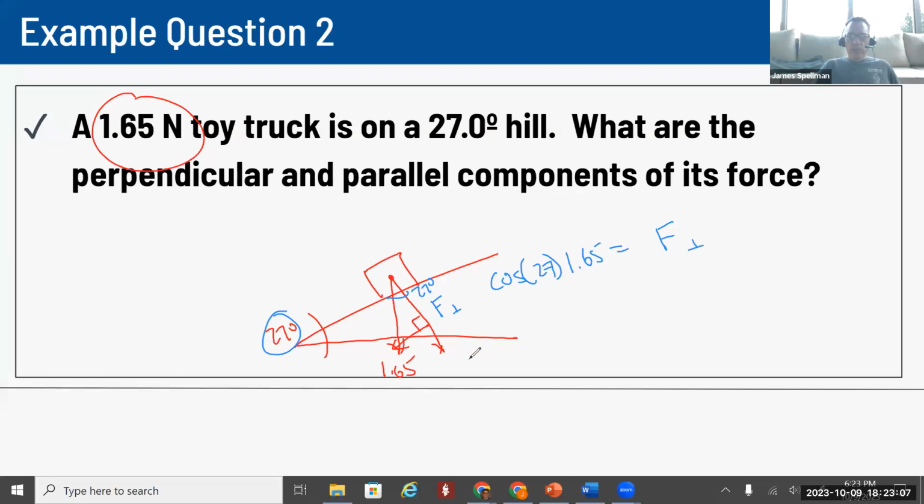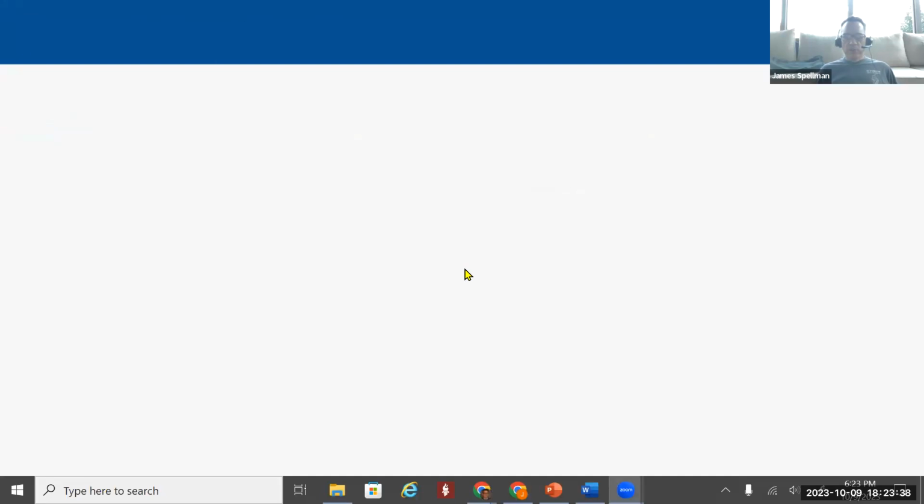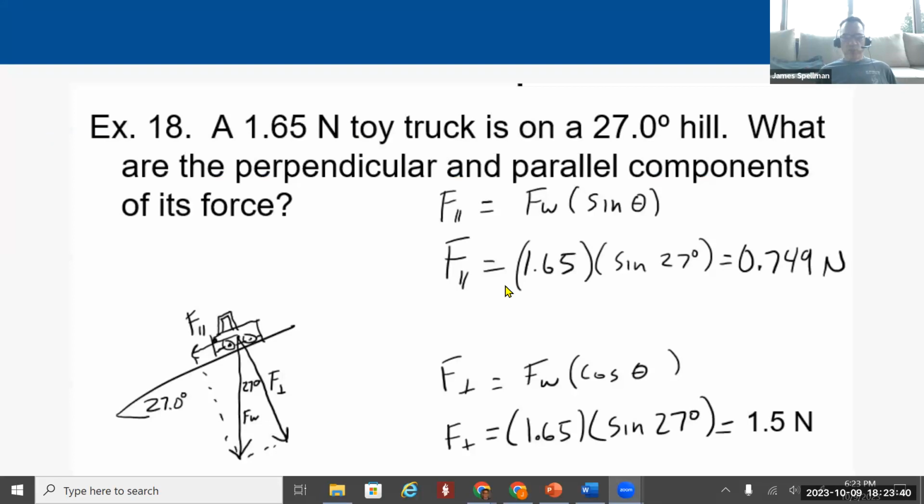And then the parallel is going to be on this side. That's going to be our opposite side, which means that we're going to use our sine function. So put it in the calculator exactly the same: sine of 27 times 1.65, and that should give us the parallel part of this. Again, pause, rewind, go back and look at it if you need to. It's just trigonometry, sines and cosines like we have done before with some other types of things. Here's how it's worked out if you want to see it with the actual answers.